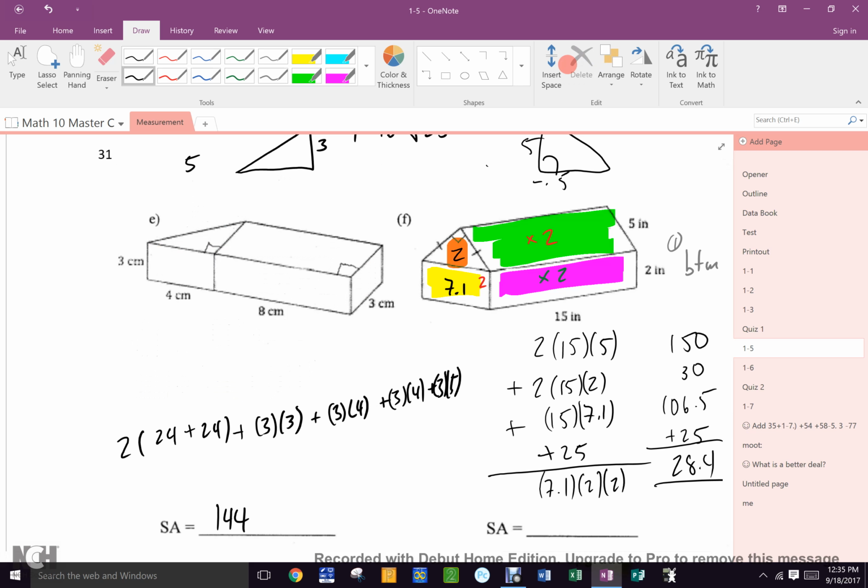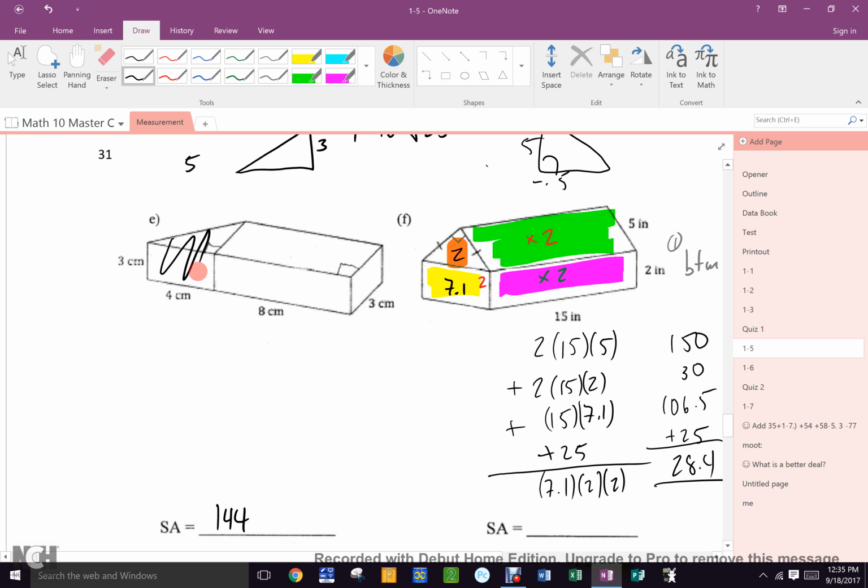Again, don't write it down. What would you do to find this volume? What could you do to find this volume? Could you find this volume and then this volume and then add it? Yes. Could you also find this area and multiply by 3? Yes. See what I'm saying?